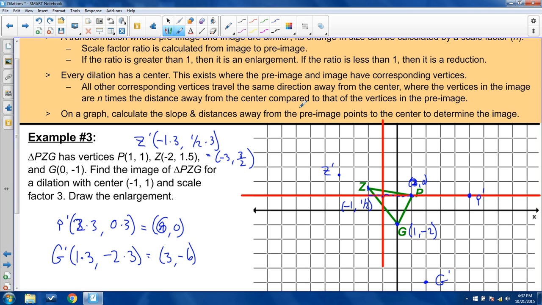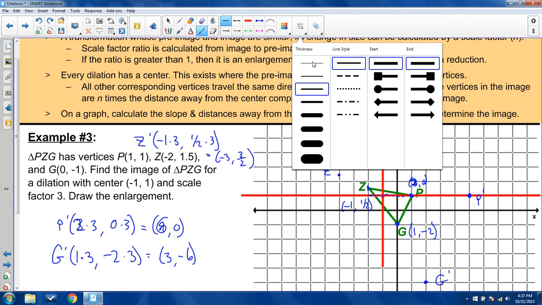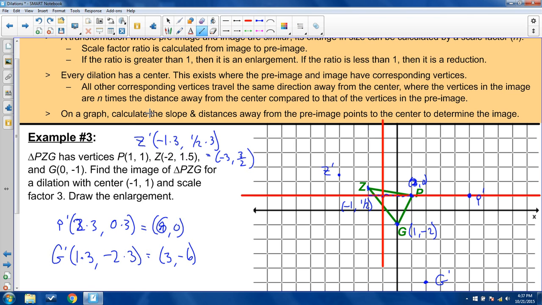To confirm you did it right, think about what I talked about before regarding slope needing to be the same. Calculate the slope and distances away from the pre-image to the image. So this should follow along the same path, just as this should follow along the same path, and this should follow along the same path. As long as they do and you got your distances, I think you're good to go. So let's go ahead and start connecting the other points to draw the full triangle.